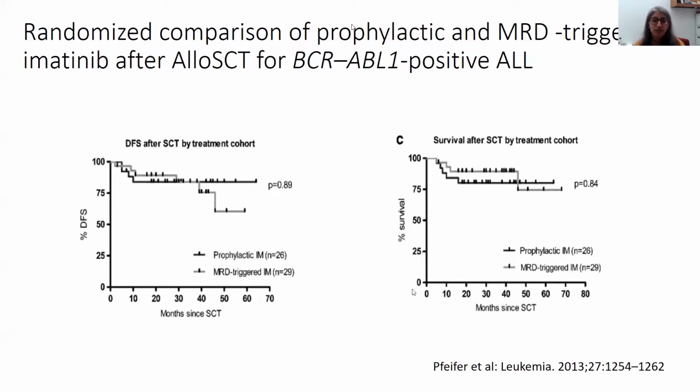I was able to find a small study of almost 26 patients in both arms. This was a prospective study in which patients were divided into two cohorts. One cohort was whether they received imatinib when they were MRD positive, and the other cohort was when they were given imatinib prophylactically. There was no difference in survival between both of these cohorts, so both can be a viable option.